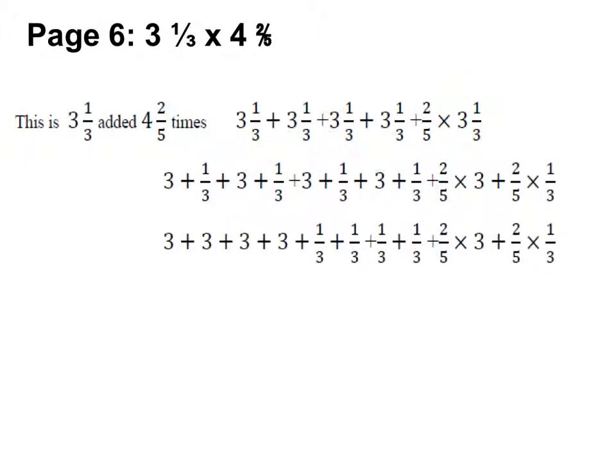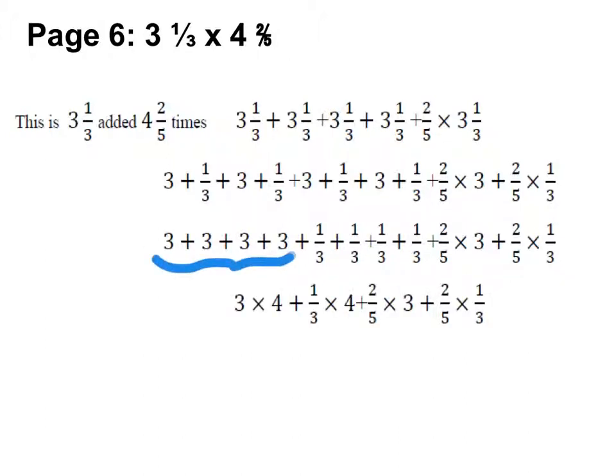And so then I'm going to rearrange again. It's addition, so I can do it in any order I want. 7 plus 8 is the same as 8 plus 7. So here I'm going to rearrange. I'm going to take the 3's, and I'm going to stick them next to each other. I'm going to take the 3rds, and I'm going to stick them next to each other. And then I'm just going to rewrite 3 plus 3 plus 3 plus 3 as 3 times 4. And then the same with the 3rds is the same as 1/3 times 4. And then I kept the 2/5 times 3 and the 2/5 times 1/3.